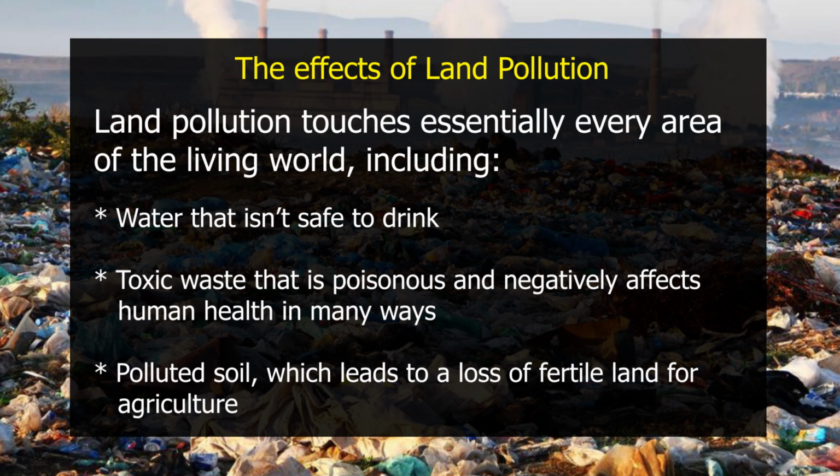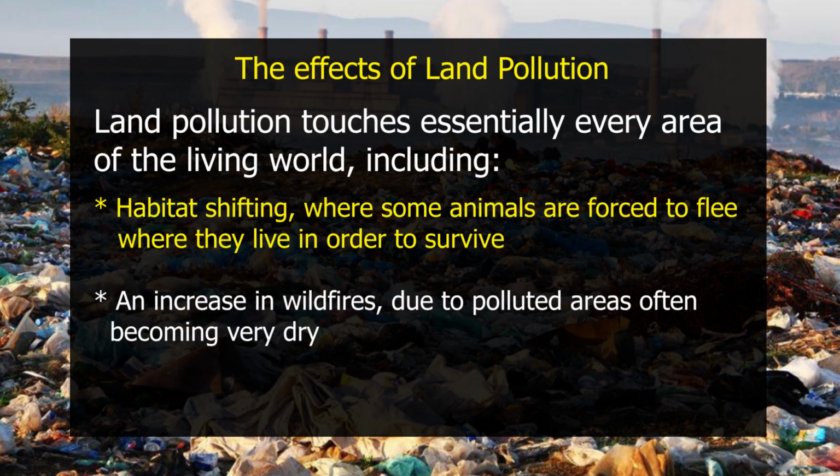Then we looked at the effects of land pollution. We said water that isn't safe to drink, toxic waste that is poisonous and affects human health in many ways, polluted soil which leads to a loss of fertile land for agriculture, habitat shifting, where some animals are forced to flee where they live in order to survive, and an increase in wildfires due to polluted areas often becoming very dry.